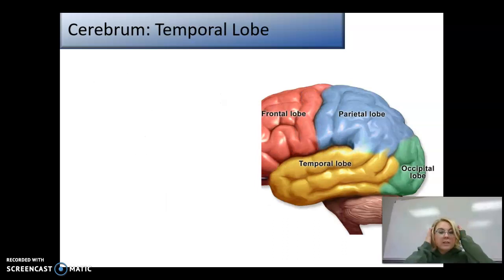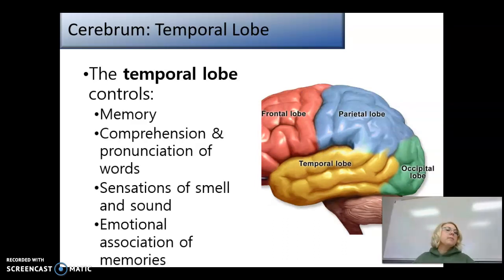Temporal lobe, right here on the sides of your brain. It is also part of memory, long-term memory. This is what happens with retrieval and recognition, helps you with comprehension and pronunciation of words, sensation of smell and sound, and emotional association of memories.